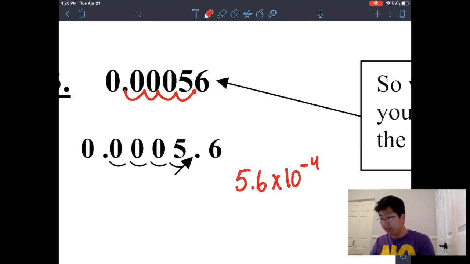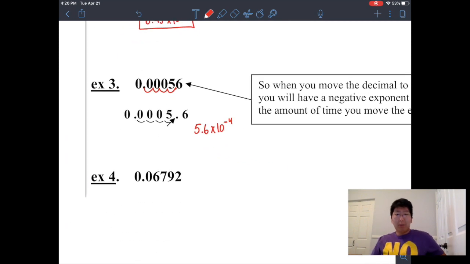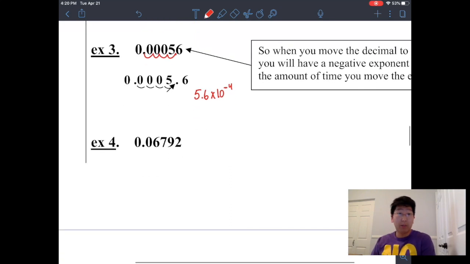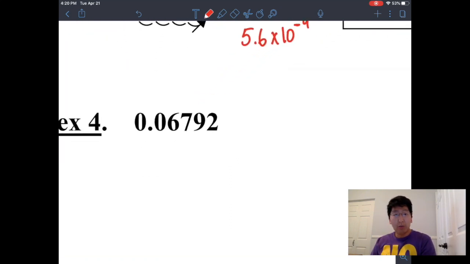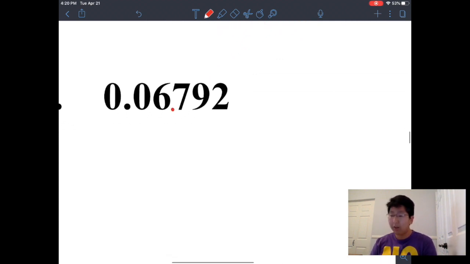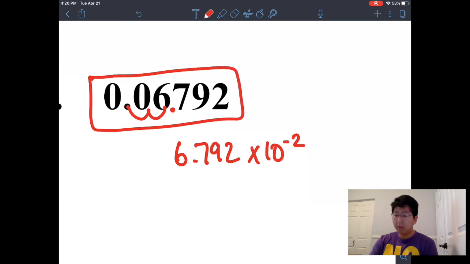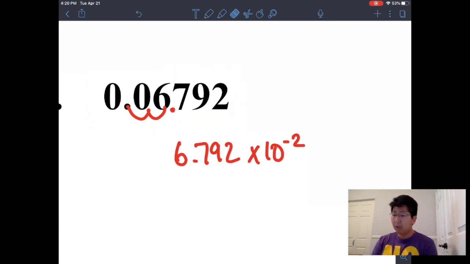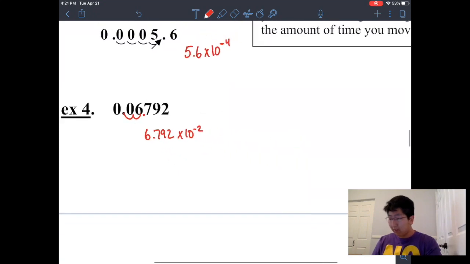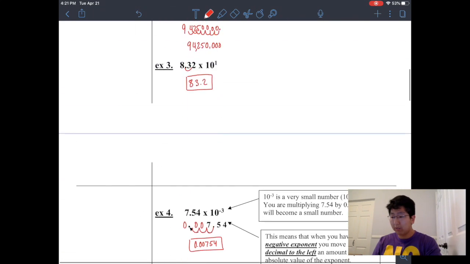Okay? So it's like counting, basically. Counting how many times you move the decimal point. You just need to know where the decimal point belongs. And we need to move the decimal point right here so that there's one digit to the left. So 1, 2, 6.792 times 10 to the negative 2. Why is it negative? Because this number right here is very small, okay? And small numbers have a negative exponent. Small meaning it is less than 1. And if it's large, it's going to be greater than 10. Okay, so that's the notes on scientific notation.